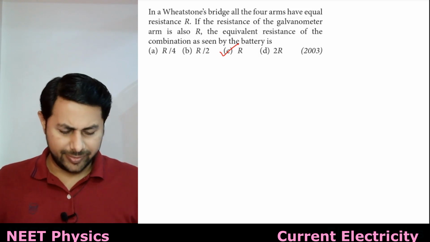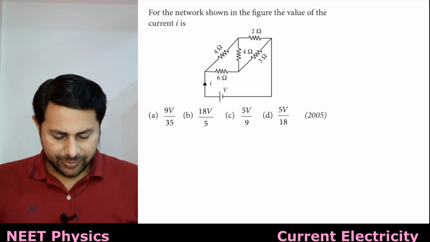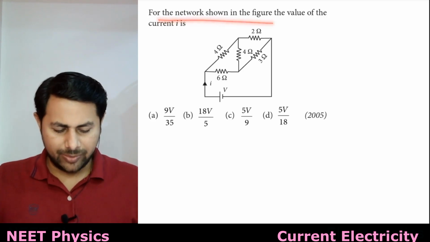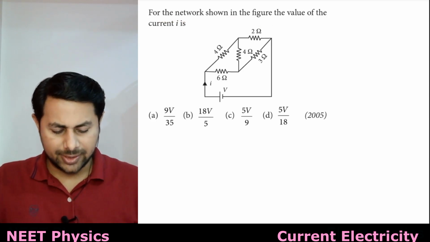Okay, good. Then let's see this one. For the network shown in the figure, the value of the current is... okay, so first of all find out the equivalent resistance.